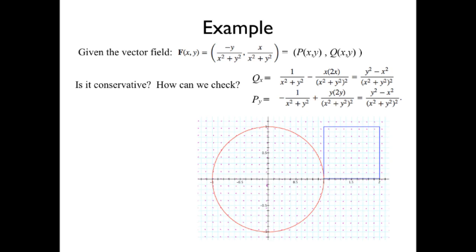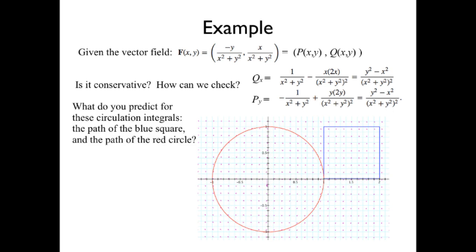And so then I'm showing the field, the little purple arrows, very small, and I've got two circulation loops. I've got the blue square and the red circle. So what do we predict for these circulation integrals, the path of the blue square and the path of the red circle? Conservative vector field means that every closed loop will result in zero circulation, or zero work if it's a force field, right?